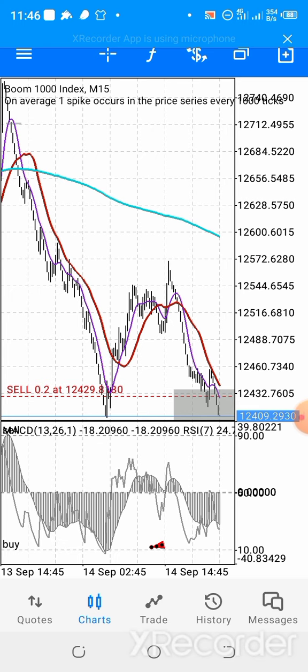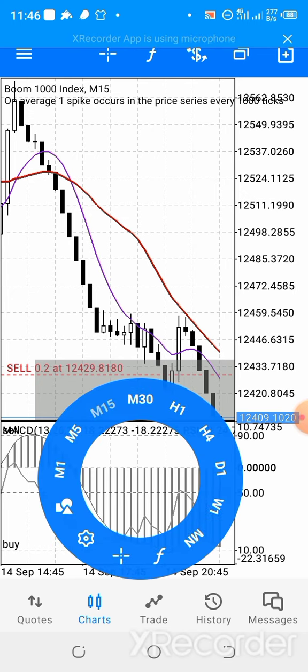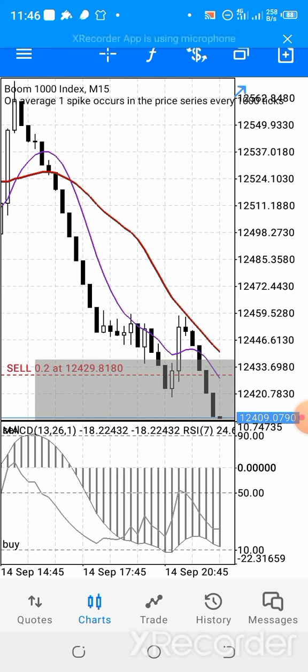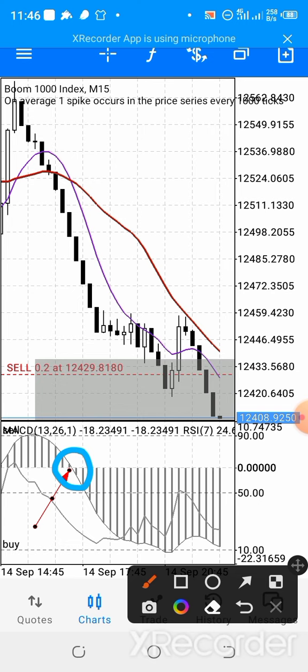So, what's the next thing you're going to look out for? Why I took this sell is because the MACD right here had already crossed for a sell. When it did cross for a sell, all I was looking for now is a sell position. Somewhere around here was where this cross took place. Okay, that's where the cross took place.